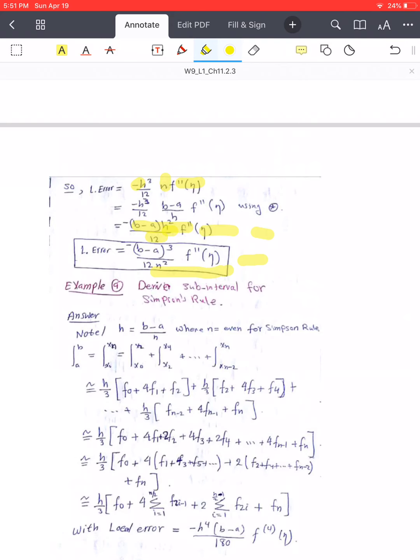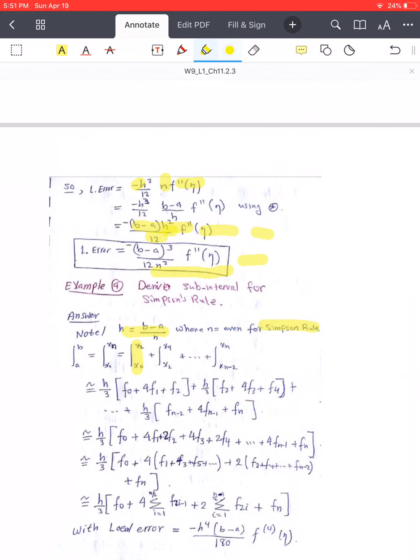So now, what can we do in that case? We repeat: what about the error for Simpson's rule? It is the same idea. But what is Simpson's rule? n should be even, because for each integration we need 3 points. We write h equals b minus a divided by n, where n is even. So this is about Simpson's rule.